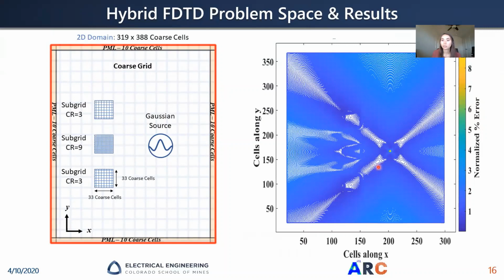But really, we can just use this to look at the propagation outwards, where we can see on the right here the error using the same calculation as before. We have pretty low errors, about 1 to 2%, which is pretty acceptable for 3 different subgrids with varying contrast ratios.